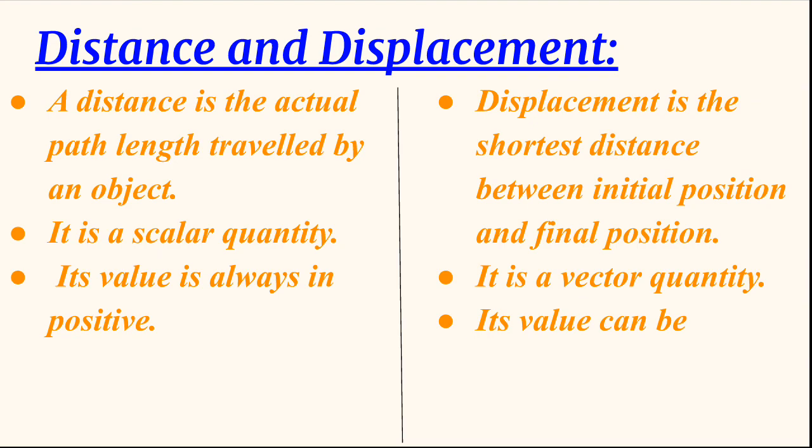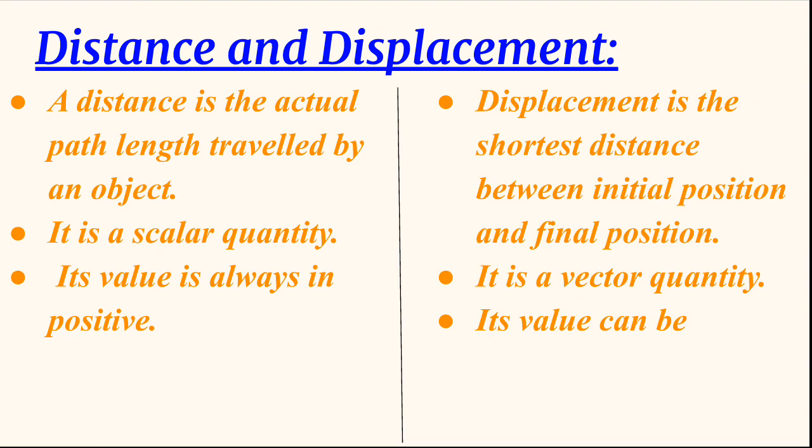Displacement is the shortest distance between initial position and final position. So what is initial and final? Initial means the starting position, where you start to travel. That position is known as the initial position. And final position is where you end your journey, where you end your work. So initial position and final position.